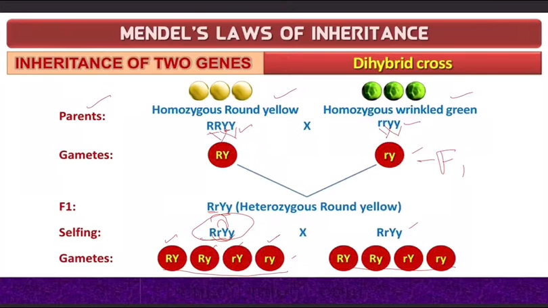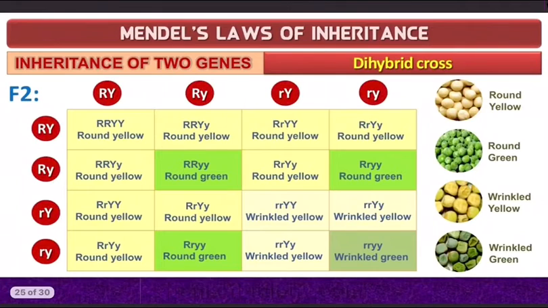Since the genotype of this parent is also the same, the gametes would also be the same as these 4. Hence, we have 8 gametes, 4 from each, but the genotype is almost the same: capital R, capital Y, capital R, small y, small r, capital Y, small r, small y. Now let's see the crossing of these two.